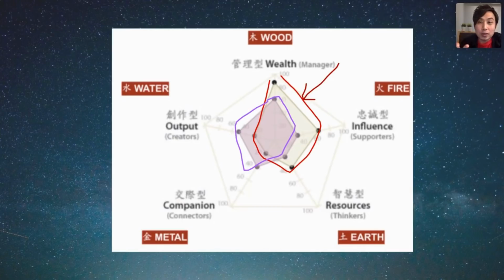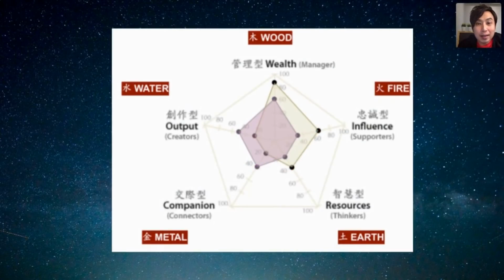So once we identify the beige color shape here, I want you to look at the 2 weakest elements in the chart. Are you able to see it or not? Let's use this diagram here as an example. Can you tell me which are the 2 weakest elements in the chart? Among the wood, fire, water, metal, and earth, which are the 2 weakest elements?